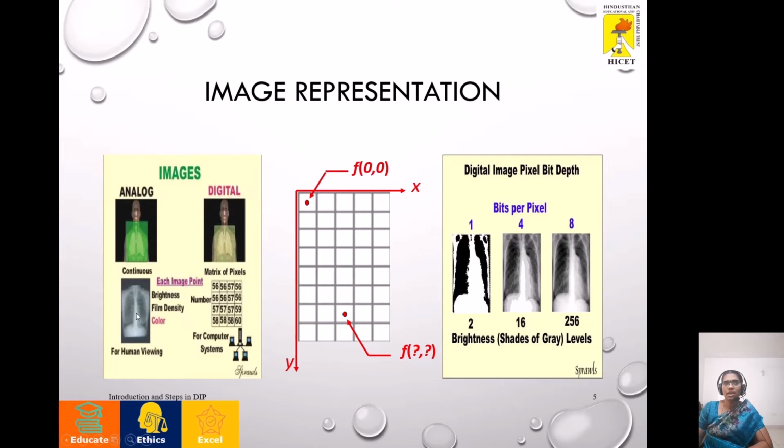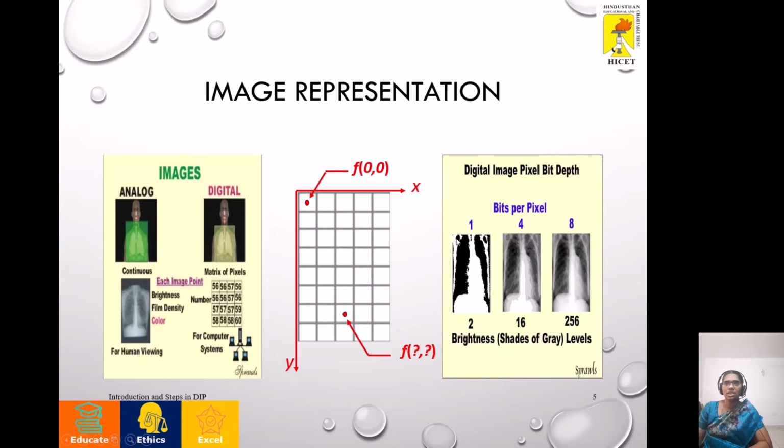The image can be analog for human viewing. It can be digital only if it is represented as a matrix of pixels, so it can be understood by the computer system. So the brightness level is represented by the pixel here, which is an array of pixels. The image can be represented as an array of pixels starting from f(0,0), f(0,1), f(0,2), f(0,3), f(0,4). Likewise, it can have m number of columns and n number of rows.